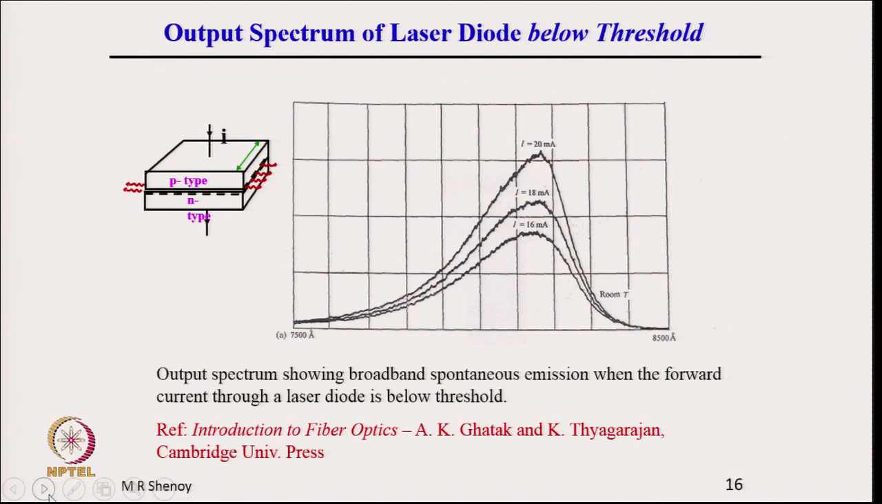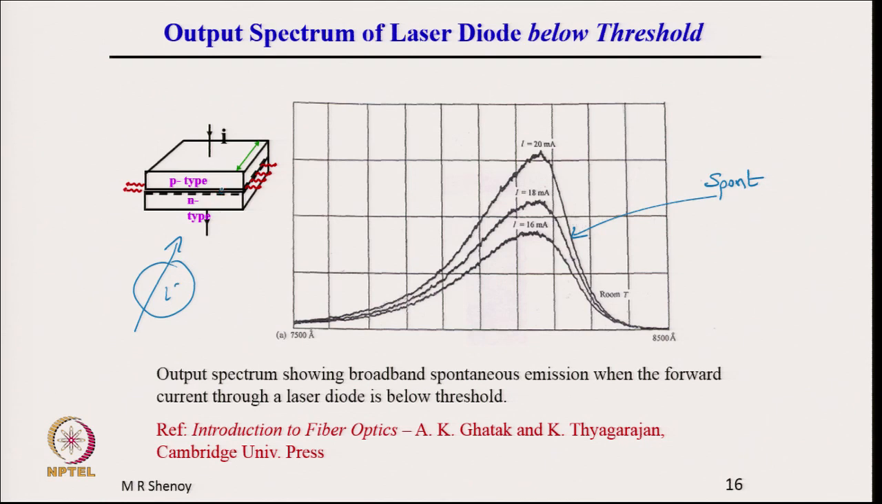Now, I want to come to the output spectrum. So, what is shown is the laser diode, a double heterostructure laser diode, and a current flows through this. Slowly you increase the current. So, the current I is increased. There is a current source and current is increased. As current increases, initially we get an output spectrum which is like this. What is shown here is the spontaneous emission spectrum.